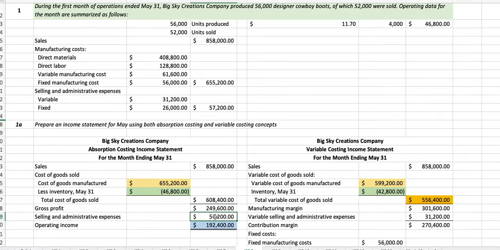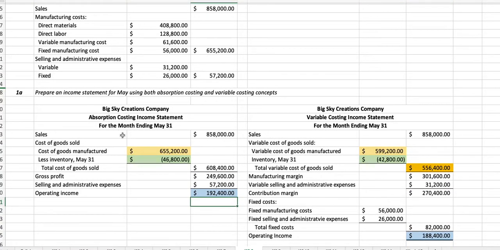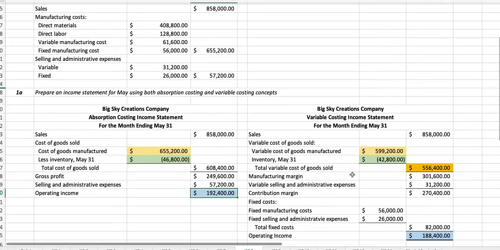My selling and administrative expenses, again, that was given to us. And then my operating income is $192, and it's just taking my gross profit and subtracting out my selling and administrative expenses. Okay, that's great. So based on absorption costing, my operating income at the end of the month is $192,400. But what if I were to use variable costing to construct my income statement? And so that's what I've done over here.